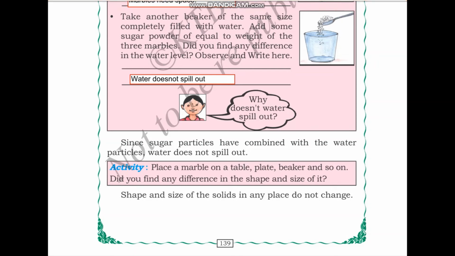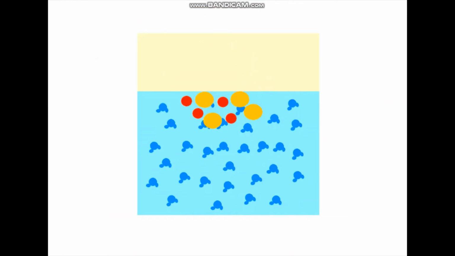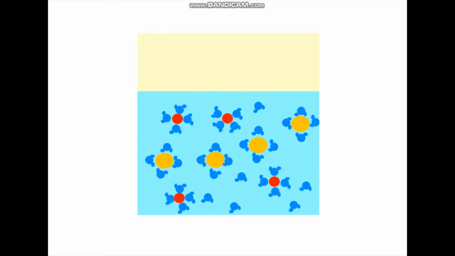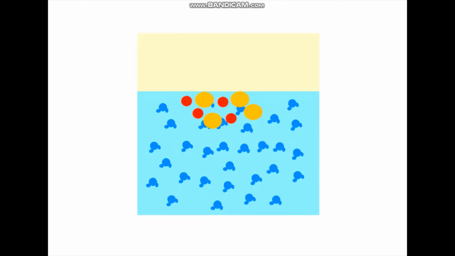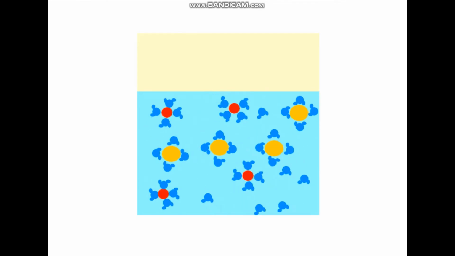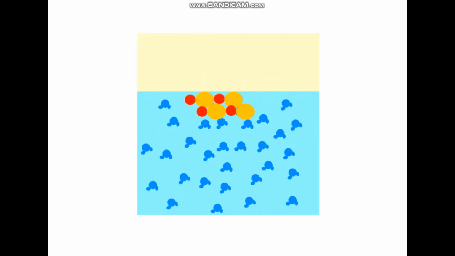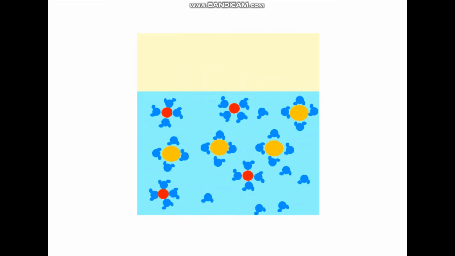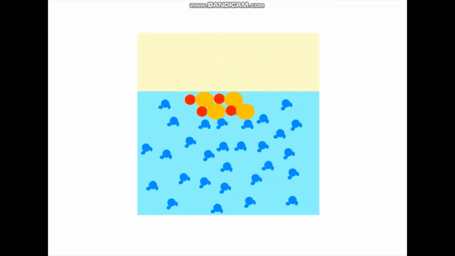I will show you an example of what happens when salt is added to water. So, take a look at what is happening. When you're adding salt to the water, the particles combine with the water particles. So, the blue color particles you see are water particles and the yellow and red particles you see are the salt particles. When you add it to the water, you can see that it is combining. Okay, so this is why the water does not spill out.